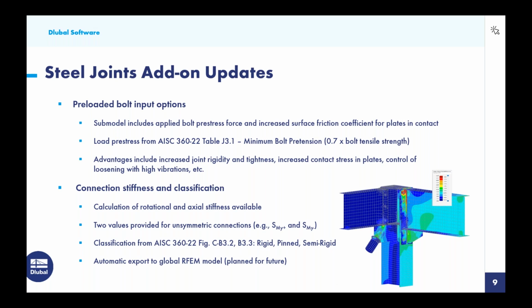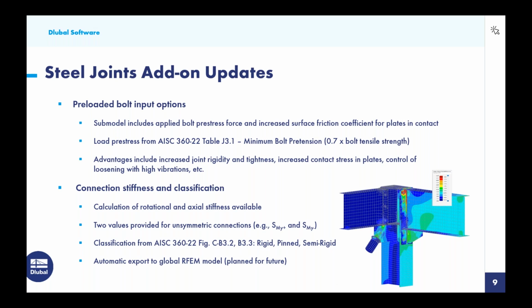Now, if we have a completely symmetric connection, these two stiffnesses would be identical. The further classification for rigid, pinned, or semi-rigid comes directly from the AISC, figure C-B3.2 and B3.3. So we see that given to us in table format in the results as well.